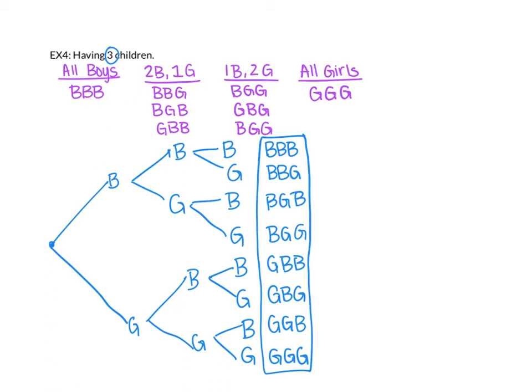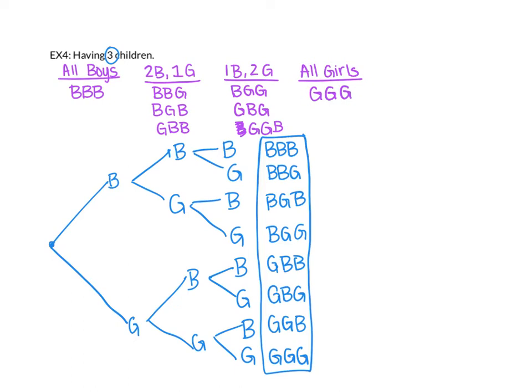So here, all boys, boy, boy, boy. This would be 2 boys and 1 girl. So I could have the 2 boys be the oldest and the girl be the youngest. The girl could be in the middle, or the girl could be the oldest. And then the same for 2 girls and 1 boy. The boy could be the oldest, in the middle, or, this should say girl, girl, boy, or he can be the youngest. And then the last option is obviously all girls.